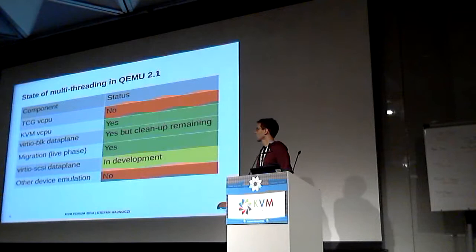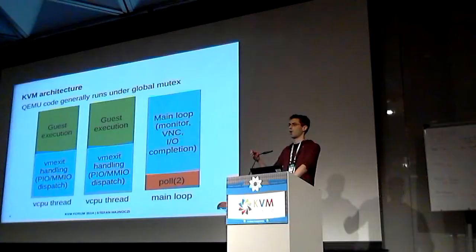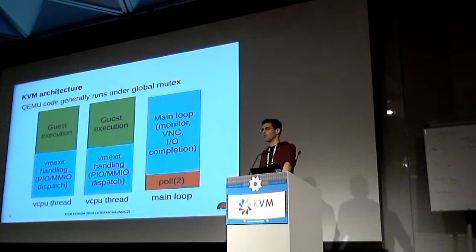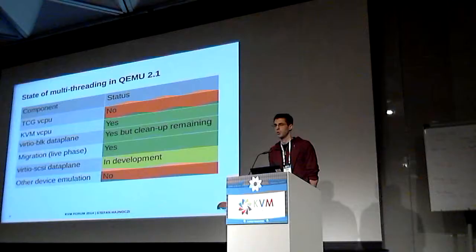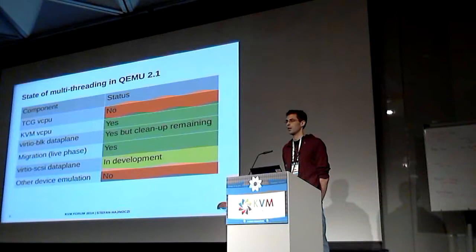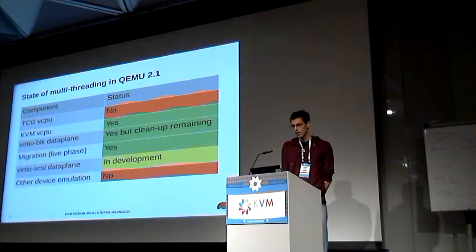So we have virtio-blk, where a few years ago, we found that there were performance problems because of this architecture here. We realized that if you're doing a lot of IOPS, especially if you have SMP guests, so you have multiple vCPU threads, if they are doing a lot of I/O or trying to access multiple disks at the same time, it's a shame to get stuck in that blue region. So virtio-blk dataplane is a solution for that. And that is upstream in QEMU 2.1, and that can take advantage of multi-threading. There's also virtio-scsi dataplane, which is in development now by Fam Zheng. And that's doing the same thing for the virtio-scsi device.